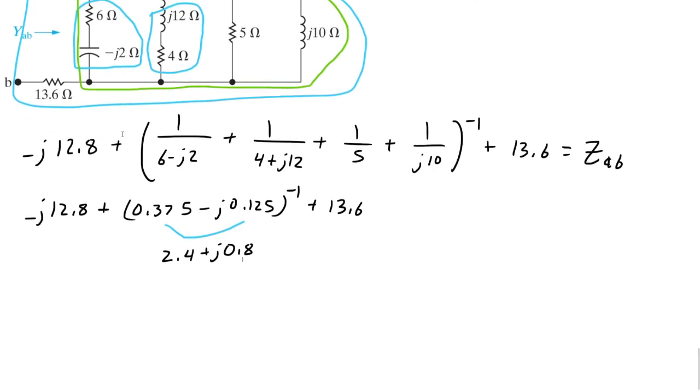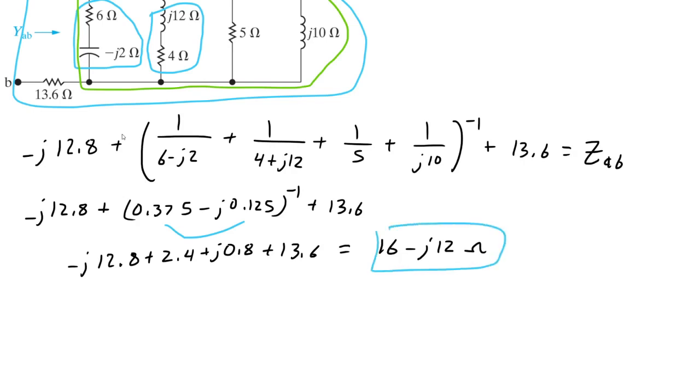So if we add all these numbers up, let me go ahead and just write it one more time. j12.8 plus 13.6, we get 16 minus j12 ohm at this particular frequency. So that is our impedance, ZAB.